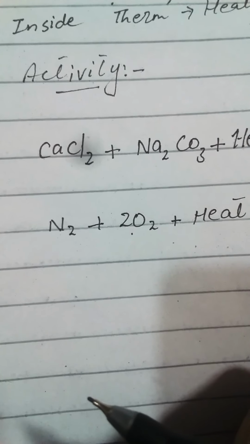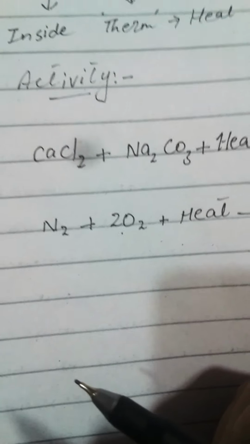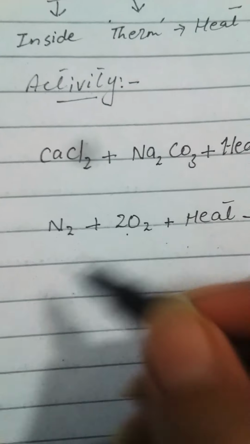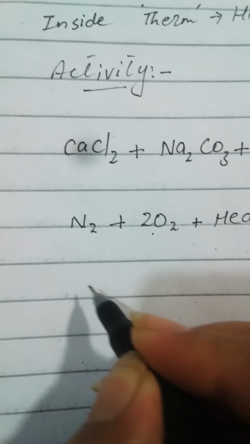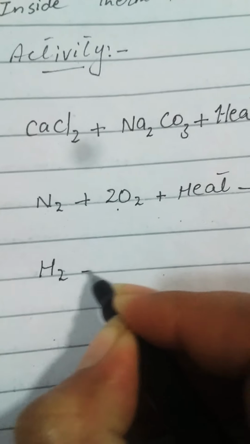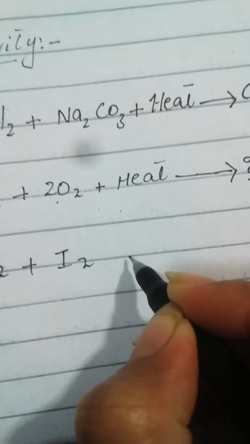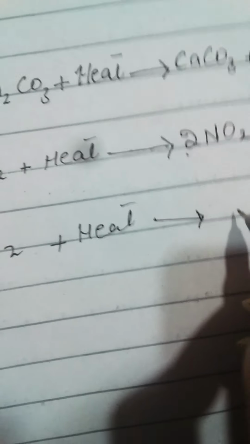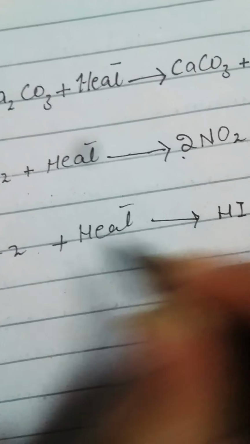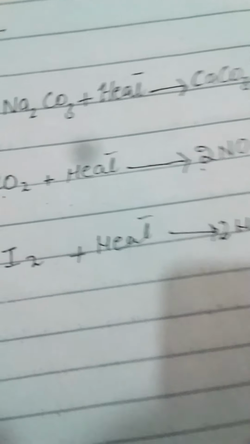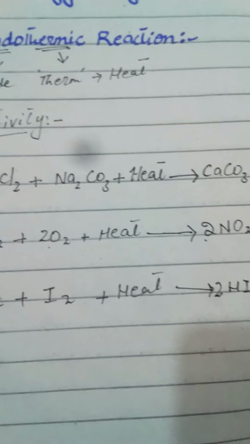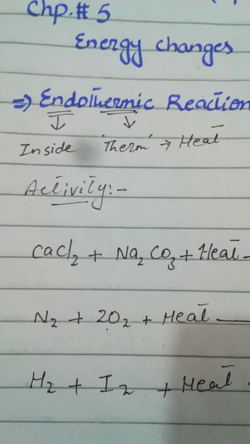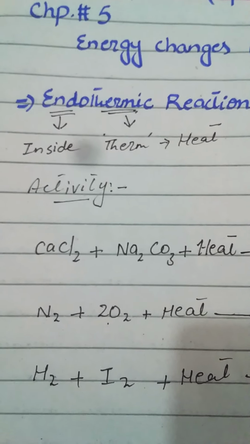Next, the formation of hydrogen iodide. Hydrogen iodide also takes the heat from the surroundings, in which hydrogen reacts with iodine in the gaseous form and the heat to make hydrogen iodide. Next, again 2 to balance the equation. These were the endothermic reactions. Here I gave you some examples to understand the endothermic reactions.